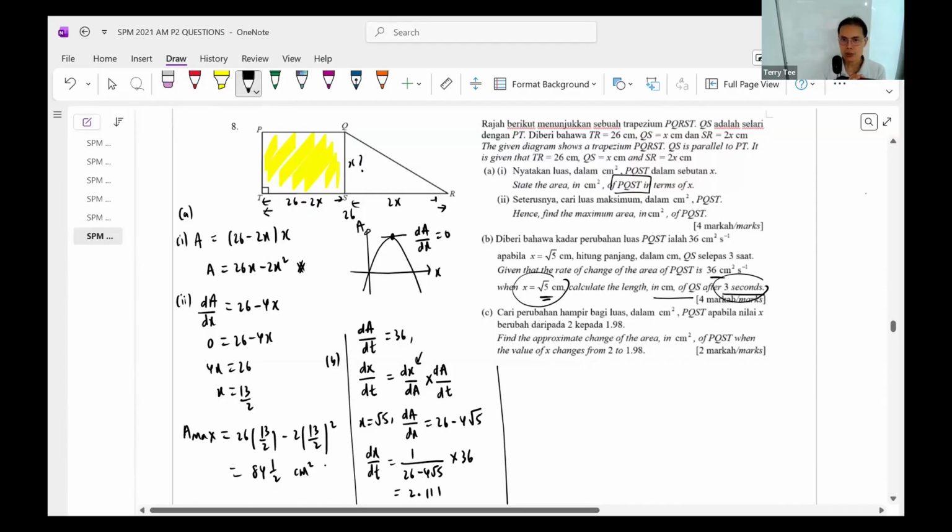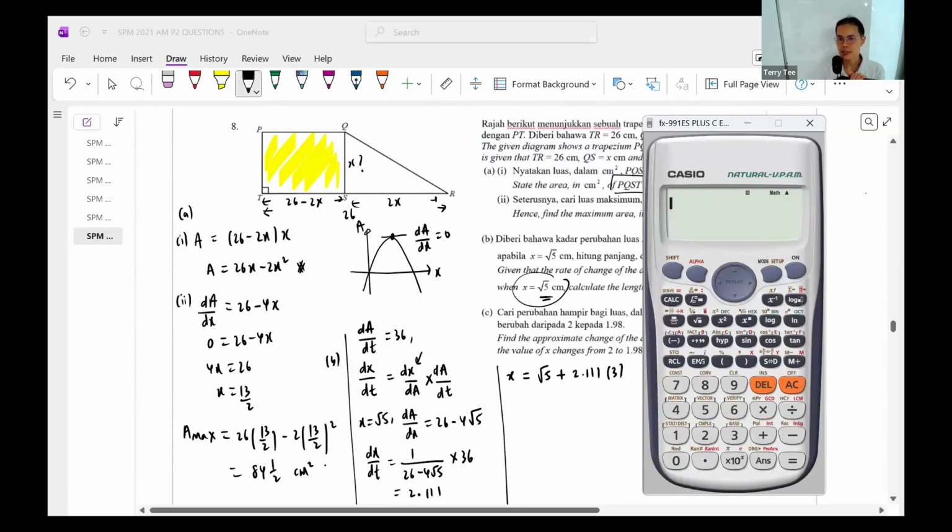That is, you want to find the new length, the final value of x. The initial value of x is what? Square root 5. What is your rate of change? 2.11. You increase by 2.11 every second. After 3 seconds, you must times 3. You start from square root 5, and after 3 seconds you increase by 2.11 3 times. So it's surd 5 plus 2.111 times 3. Answer 8.569.